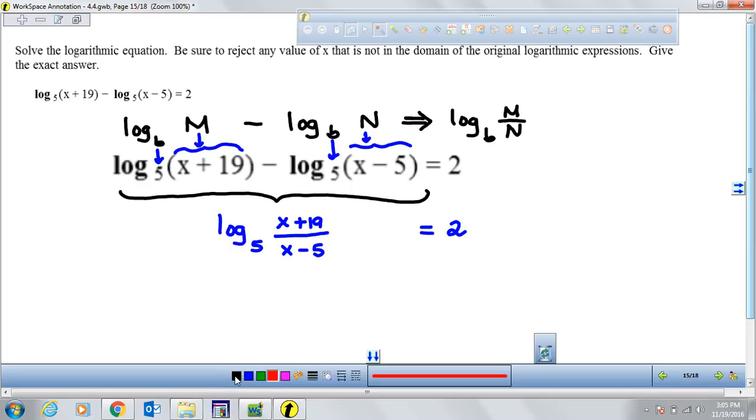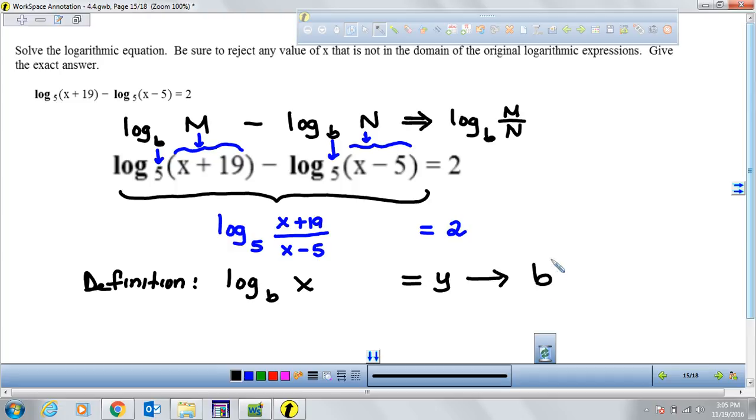Then what do we need to do? Step number 2. We need to use the definition of the logarithm to rewrite this equation in the exponential form. Remember, the definition says that log base b of x equals y is equivalent to b to the y power equals x. Right here my b is 5, my x is represented by this fraction, and my y is 2. So b, which is 5, we're going to write it here, to the power of y, which is 2, equals x, which is this fraction, x plus 19 divided by x minus 5.